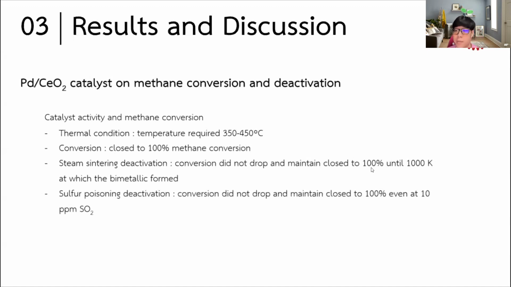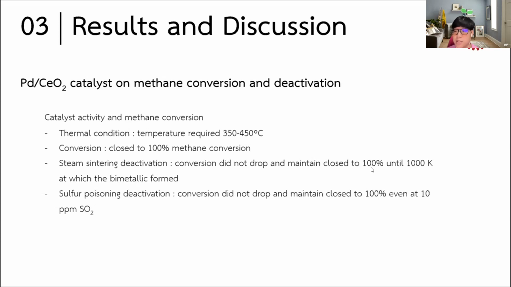To overcome this drawback, palladium cerium oxide is introduced. This catalyst shows performance in methane conversion. The reaction can run at relatively low temperature, at 350 to 450 degrees Celsius, and enable 80% conversion. The conversion is high enough and the drawback in the catalyst reaction is overcome.